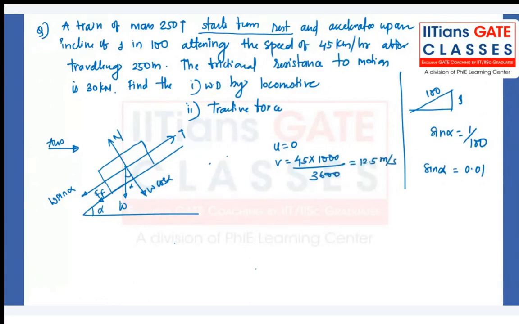Okay, and how much distance is traveled? It travels a distance of 250 meter. s is equal to 250 meter, that is given. Also, frictional force, how much? The frictional resistance to the motion is 30 kilonewton. Frictional force is 30,000 newton.